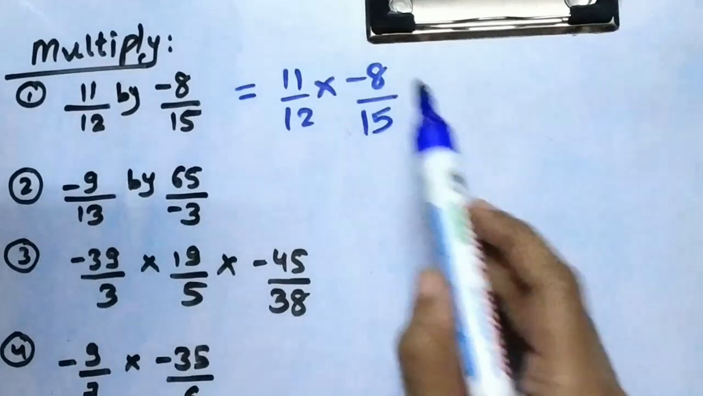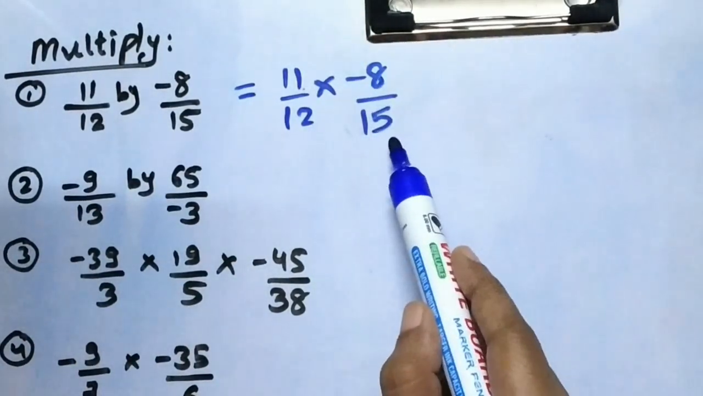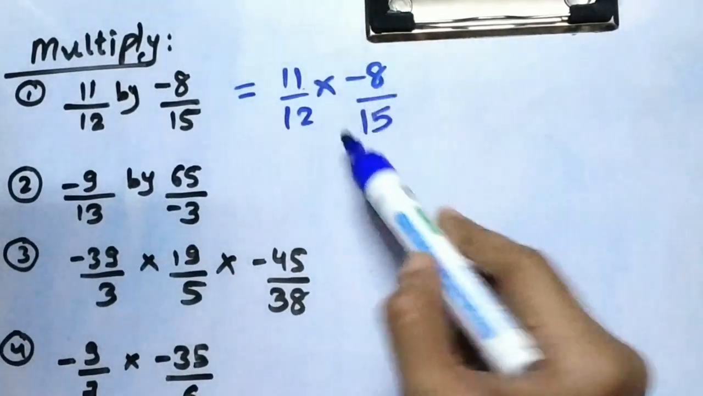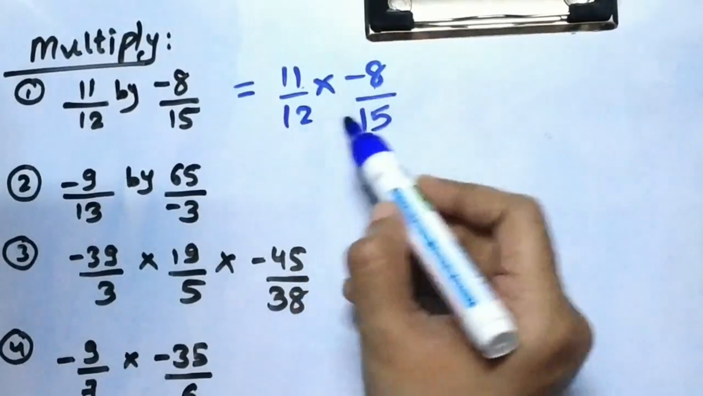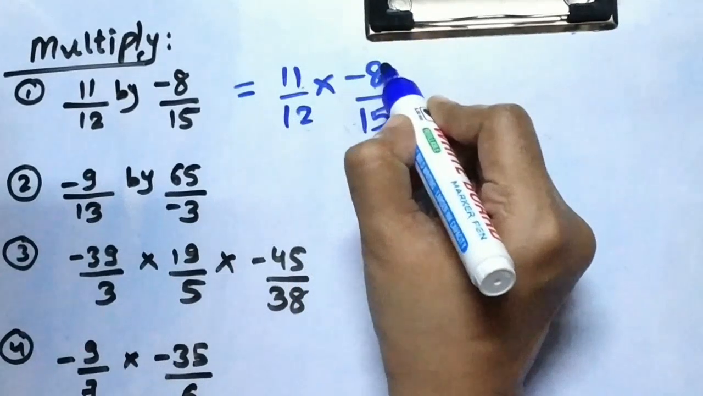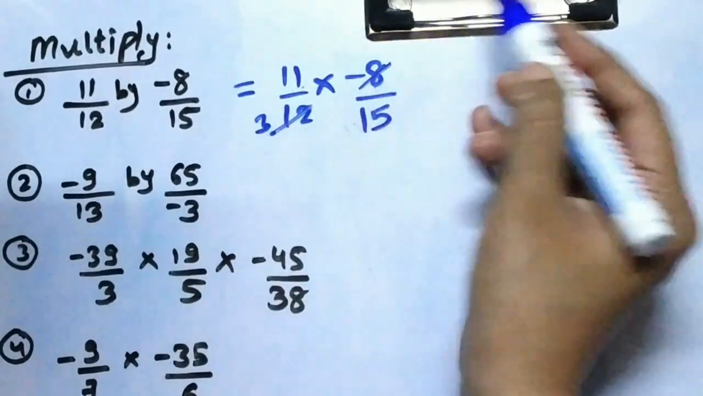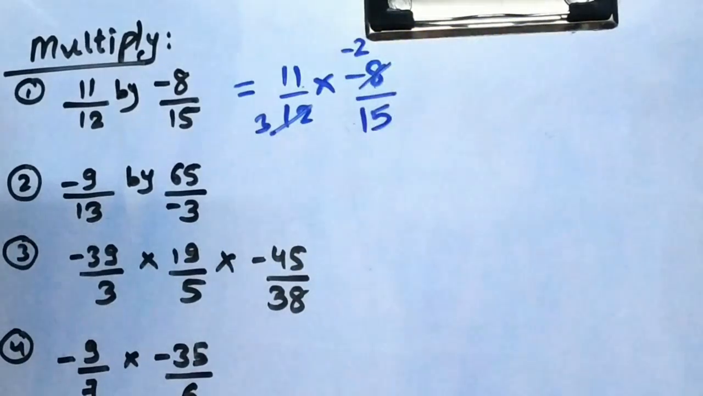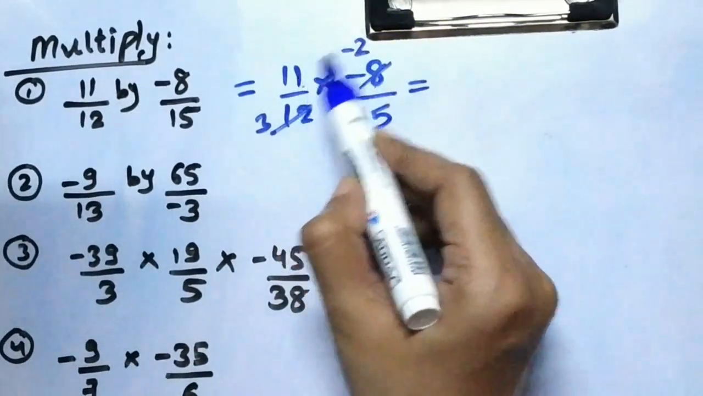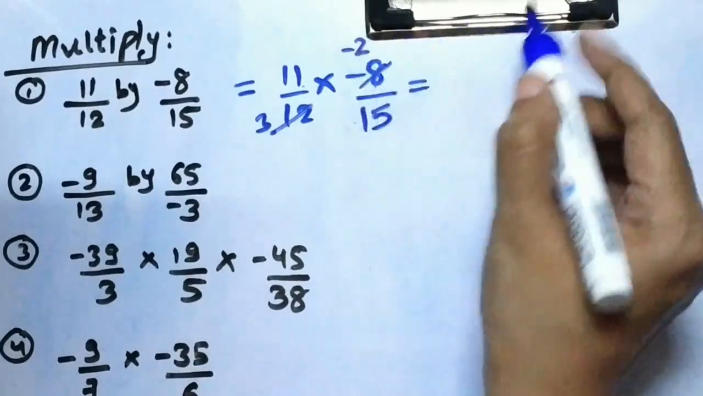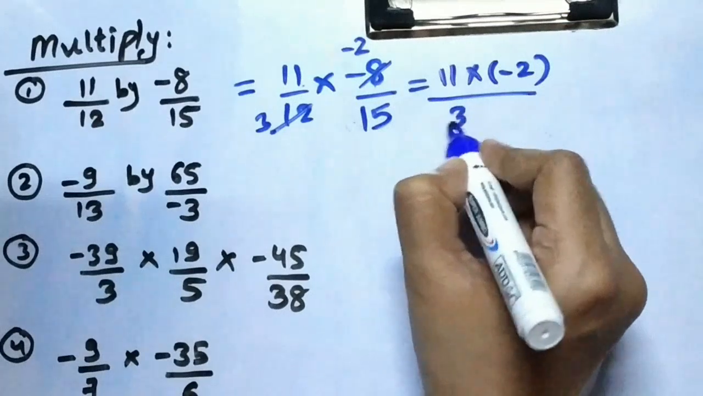Friends, here you can take the product of numerators and the product of denominators, and if possible you can divide here. Observe here, 8 and 12 both are divisible by 4, so we'll go for the 4's table. 4 3s are 12, and 4 2s are 8, that is negative 2. Now you just need to take the product of this 11 and minus 2. So 11 into minus 2, and here left 3 into 15.